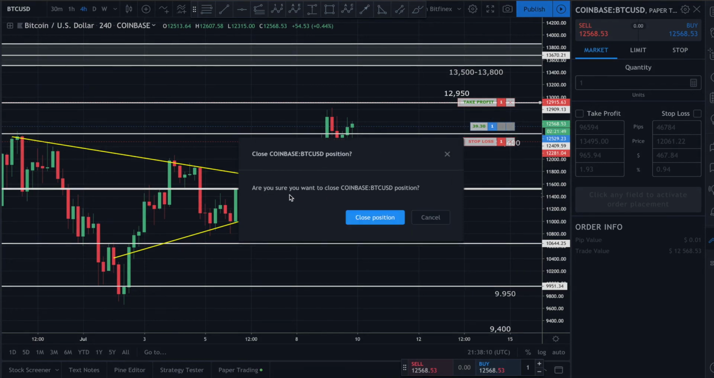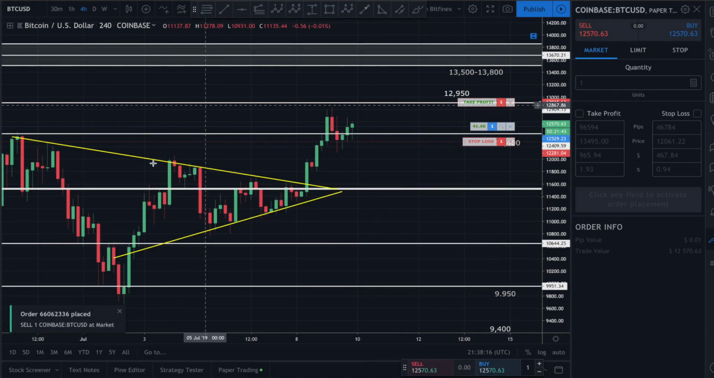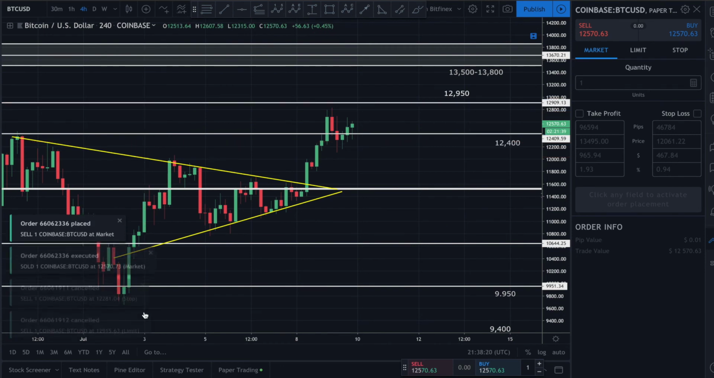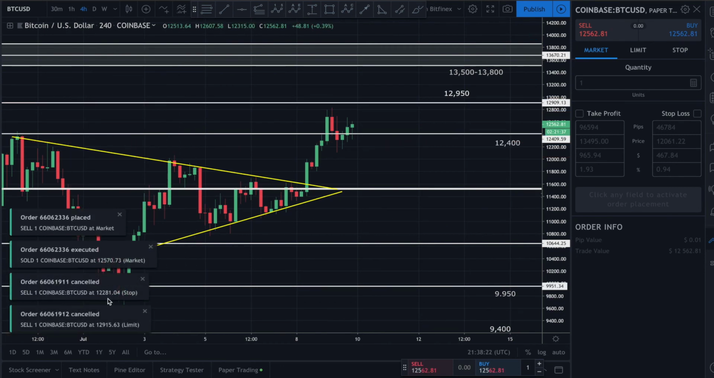It says, are you sure you want to close your Coinbase Bitcoin USD position? I just click yes, close position. It immediately places a market order for a sell at the market price, and then of course it gets executed very shortly after that. In this case, I was slightly in profit.